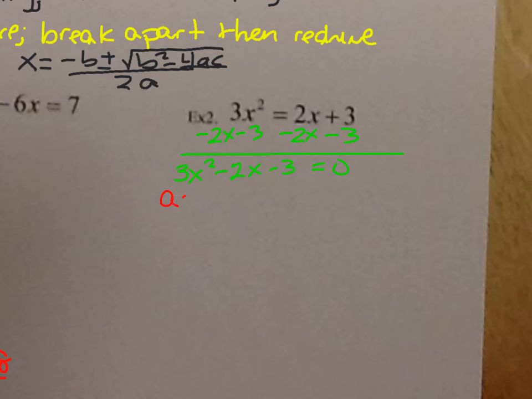Identify a, b, and c. A is what's in front of x squared, which is 3. B is the number in front of x, which is negative 2. C is the number that has no x. That's called your constant, which is negative 3.